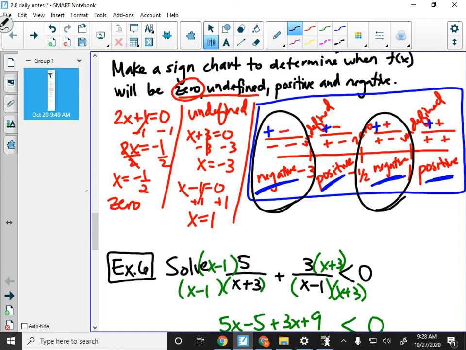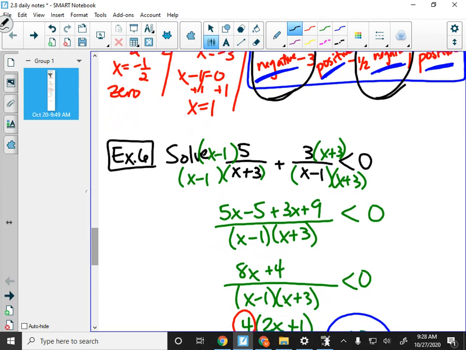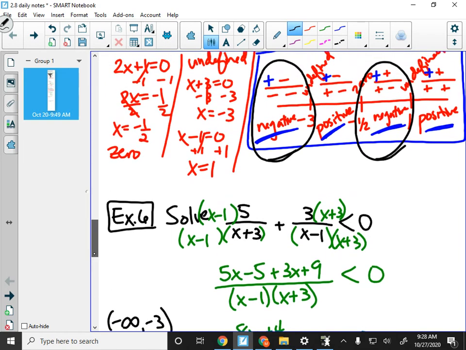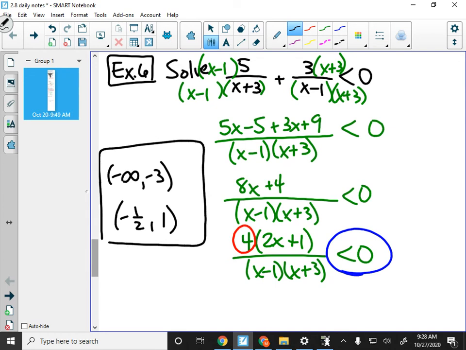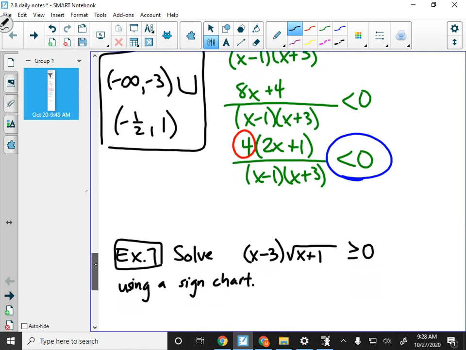So when I write it, I'm going to say from negative infinity to negative 3, not including either, and from negative 1/2 to positive 1, not including either. So I want both of those. If you want to say the union between those two, that's perfect. But those would be my intervals where that rational function is less than 0.